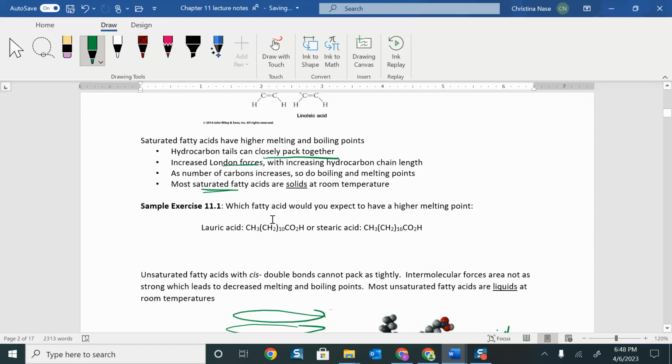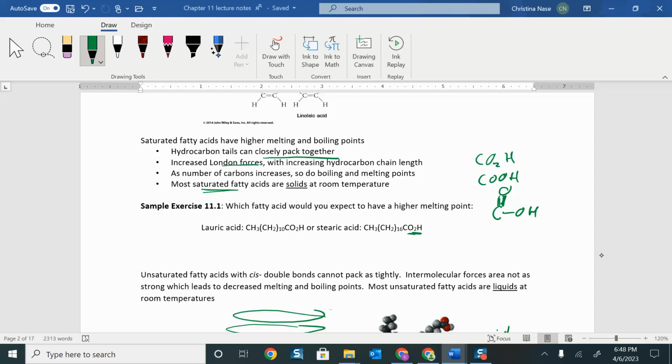To answer this question, which fatty acid would you expect to have a higher melting point? These are both saturated fatty acids. We don't see any double bonds drawn out there. This CO2H is just another way of writing a carboxylic acid. You can see it as CO2H, COOH, or you can draw it out as C double bond O with an OH. They all represent the same thing, so we'll see this written a bunch of different ways.